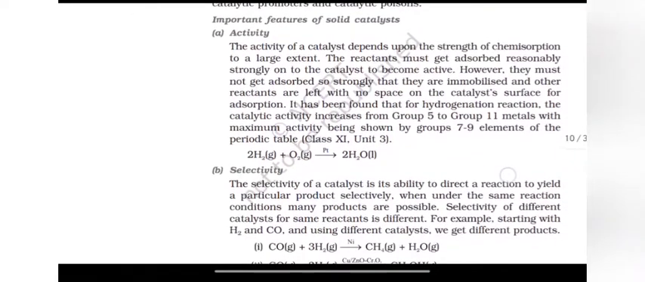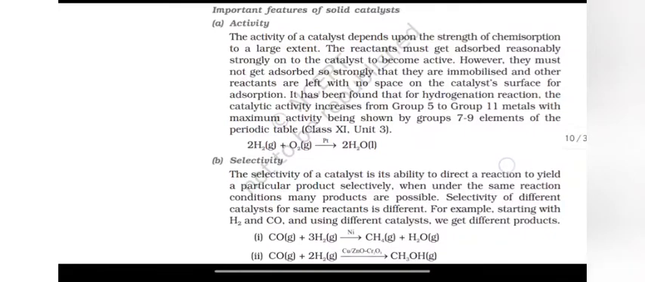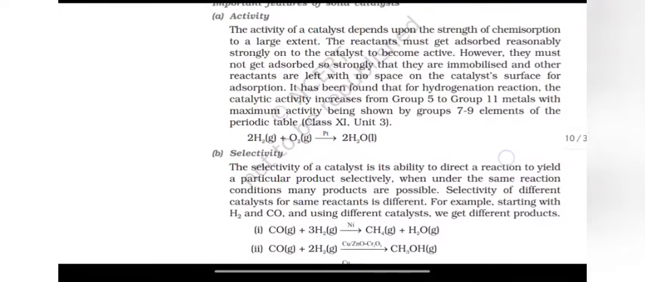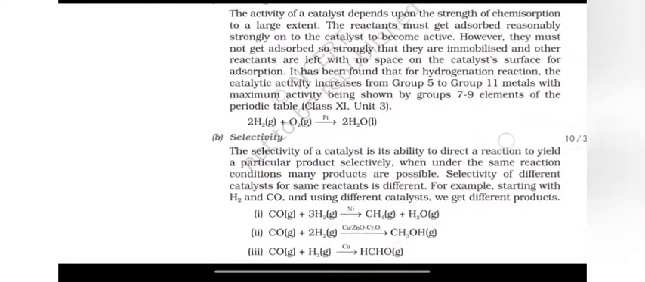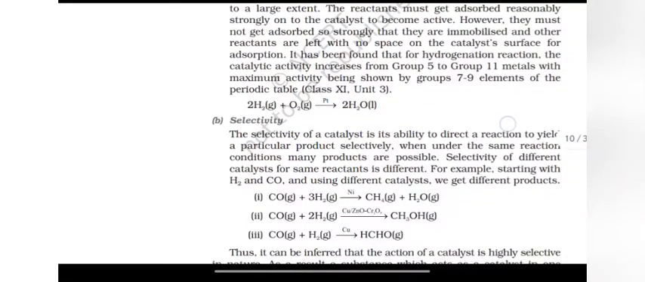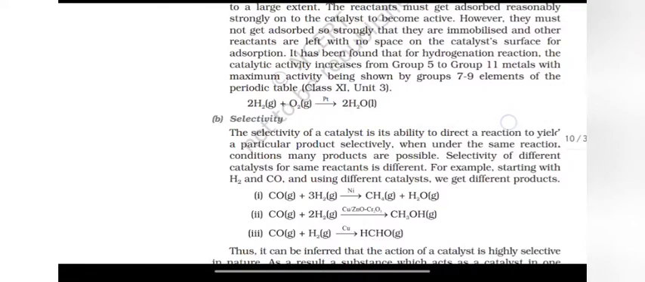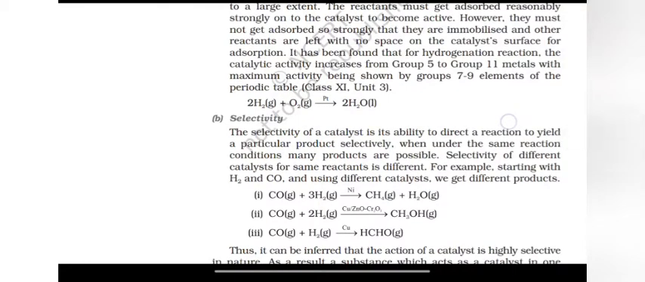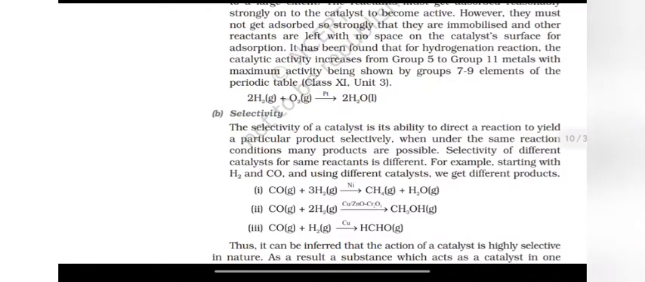Important features of solid catalyst activity. The activity of a catalyst depends upon the strength of chemisorption to a large extent. The reactant must be adsorbed reasonably strongly to the catalyst to become active. However, they must not get adsorbed so strongly that they are immobilized and other reactants are left with no space on the catalyst surface for adsorption.